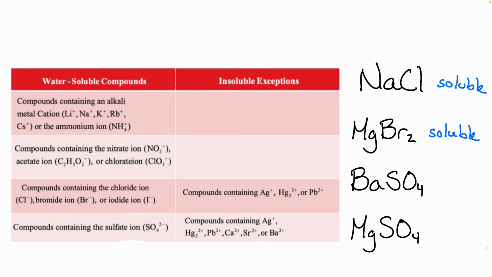What about barium sulfate? Soluble or insoluble? All right, cool. So if we look up that sulfate ion, my anion, SO4 2-, it says that most sulfates are soluble, but there are some exceptions, such as when it's paired with silver, mercury, lead, calcium, strontium, or barium. We got an insoluble exception here. So this is insoluble. If instead I pair that sulfate with magnesium, magnesium's not on my list of exceptions here, so that would make that soluble.